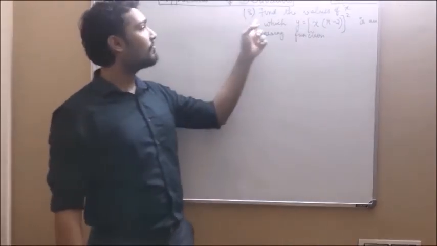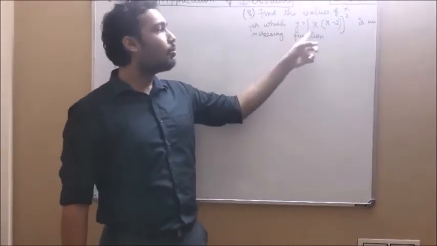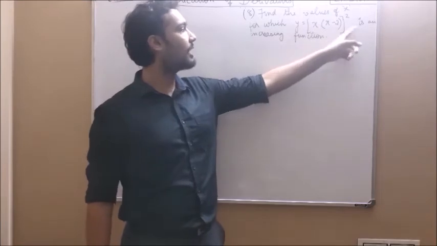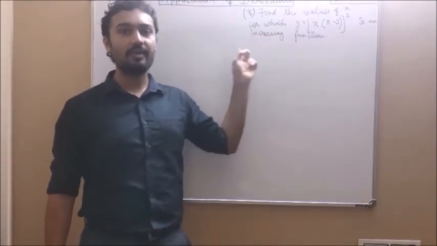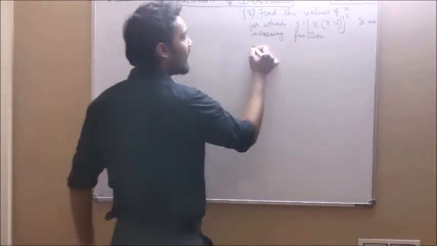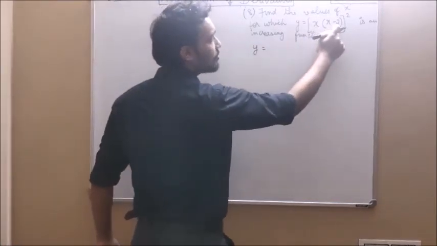We have the next question. Find the value of x for which y equals x into (x minus 2) the whole square is an increasing function. To be an increasing function, we have to check the derivative f dash of x. So find f dash of x.